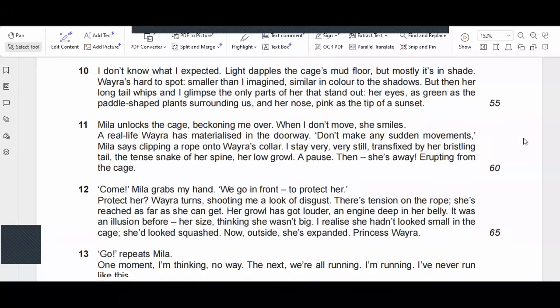Paragraph number 10 says: I don't know what exactly I expected. Light dapples the cage's mud floor, but mostly it's in shade. Vira's hard to spot, smaller than I imagined, similar in color to the shadows, but then her long tail whips and I glimpse the only parts of her that stand out, her eyes, as green as the paddle-shaped plants surrounding us, and her nose, pink as the tip of the sunset.